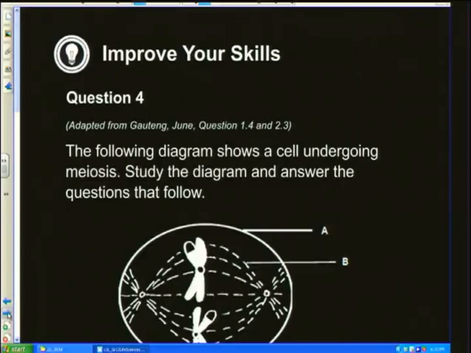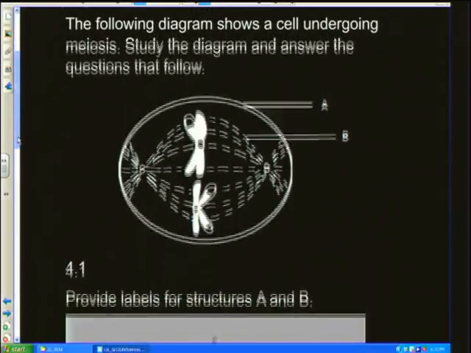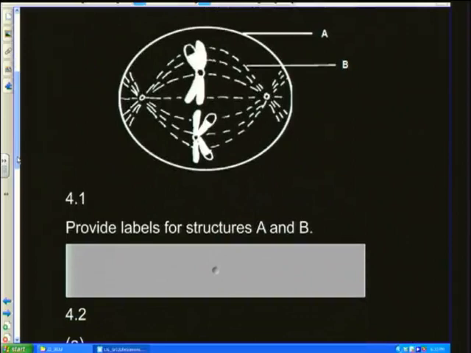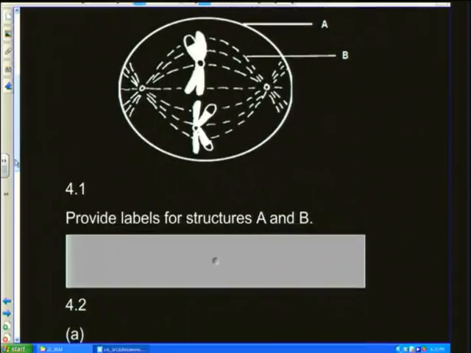Move to the other question now from Gauteng. The following diagram shows a cell undergoing meiosis. Study the diagram and answer the questions that follow. Here's a beautifully drawn diagram there. Some shading and what have you. And there's only 2 simple labels, A and B. And this A is the one that you normally get wrong, because the minute you see A, you start labeling that as nuclear membrane. We'll talk about it now anyway.